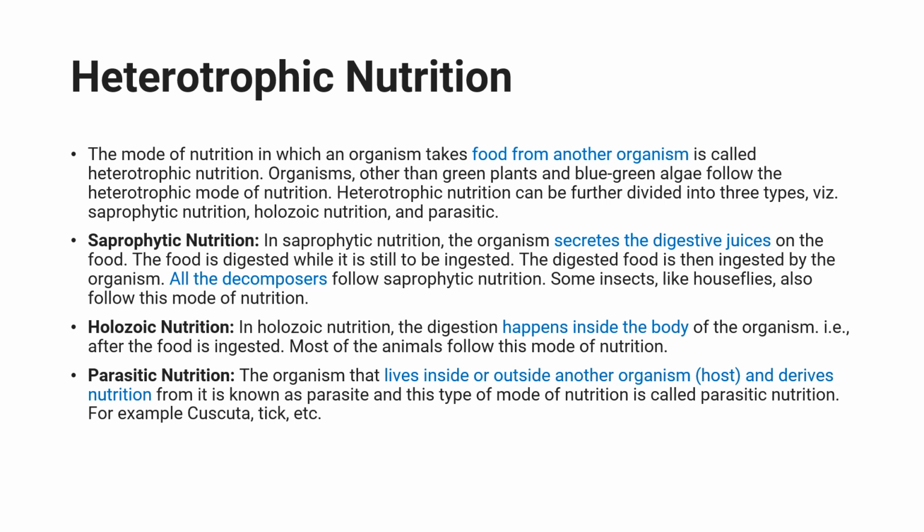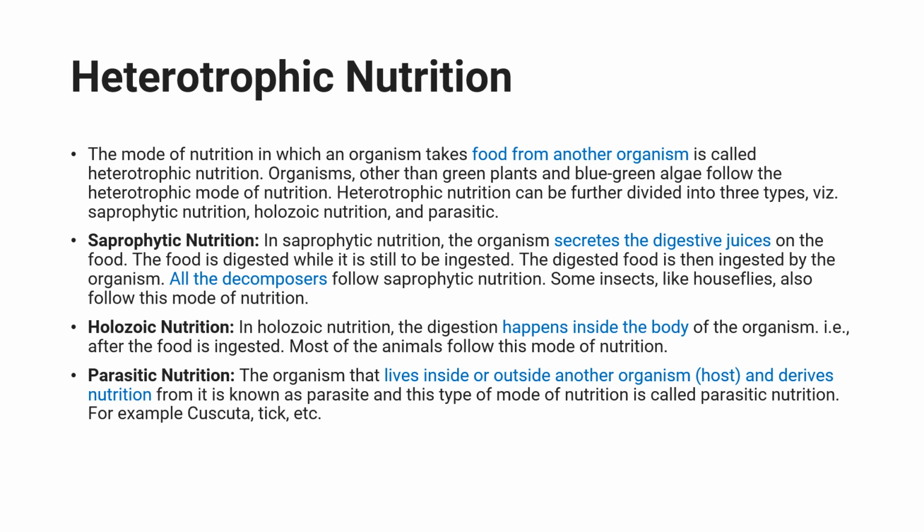Now let's look at heterotrophic nutrition. The mode of nutrition in which an organism takes food from other organisms is called heterotrophic nutrition. Organisms other than green plants and blue-green algae follow this heterotrophic mode of nutrition. Heterotrophic nutrition can be further divided into three types, namely saprophytic nutrition, holozoic nutrition, and parasitic nutrition.